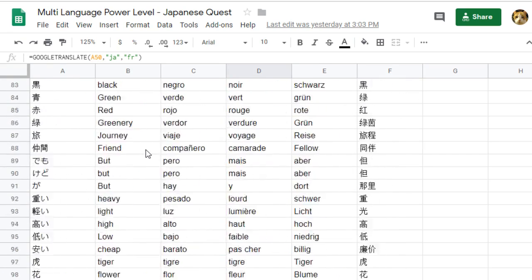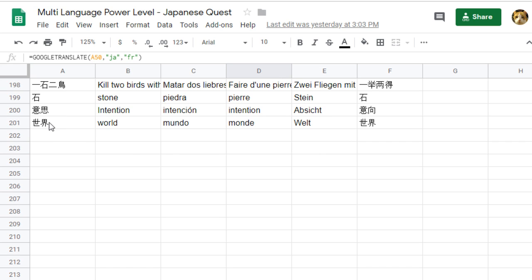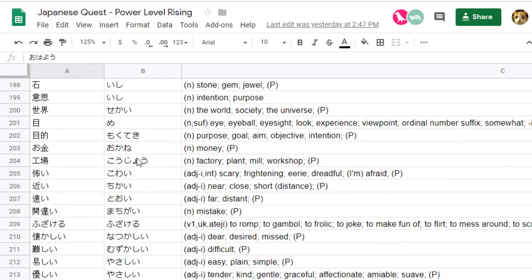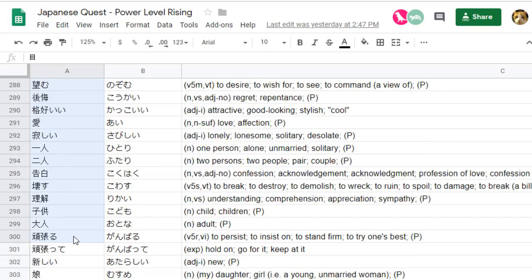So these are the words, the Japanese Quest words. I only went up to 200 so far, but these are all just done automatically to show you an example. So the word 201 was Sekai, world. Let's look at our power level list though here. And for fun, we can add some more. It's 201 because I also put the language on the first line. So why don't we copy and paste some of these? Say 100 more. Go up to Gambaru, to persist, to try your best. Good word. So let's copy and paste that. Hopefully that copy and paste will work.